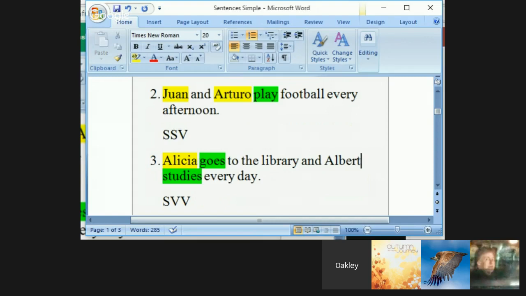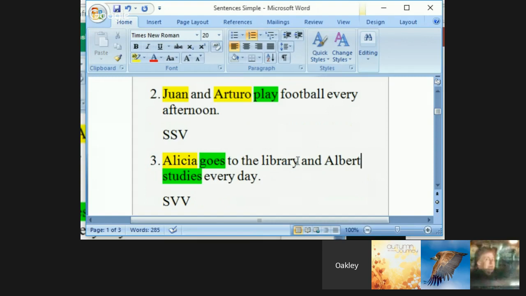Anybody know what kind of sentence? Now it's no longer a simple sentence. It's a different kind of sentence. Any of you guys know what it is now? No. Okay. Well, preview for tomorrow's lesson at this time. This is a compound sentence.